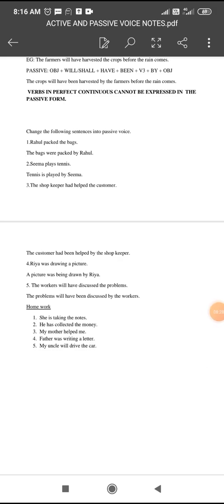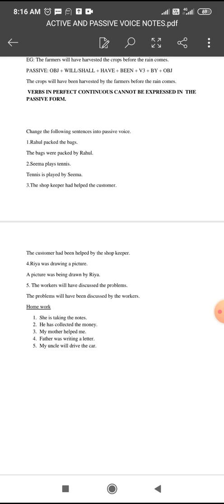Let's see the examples. Rahul packed the bags. Rahul is the subject, packed is the V2 form, then the bags is the object. So packed is V2, so we have to understand it is simple past tense. So the bags is taken as object. The bags, since it is plural, we have to go with were. Okay, so the bags were, then V3 form of packed is packed itself. The bags were packed by Rahul.